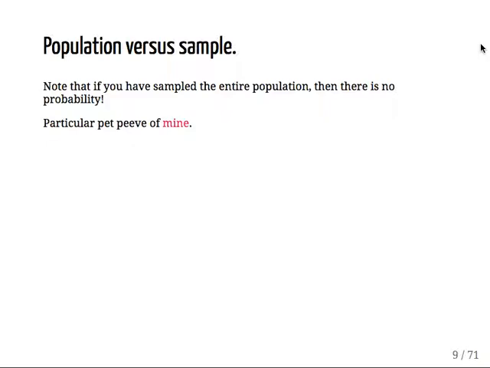The probability doesn't exist. The same applies, for example, if you have data on all 50 United States, and you find a correlation between, let's say, homicide and deprivation or some other measure, then there is no probability. That correlation coefficient is fixed. There's not going to be a future United States, which is an independent data point for which you can make inferences. So that's a particular pet peeve of mine.